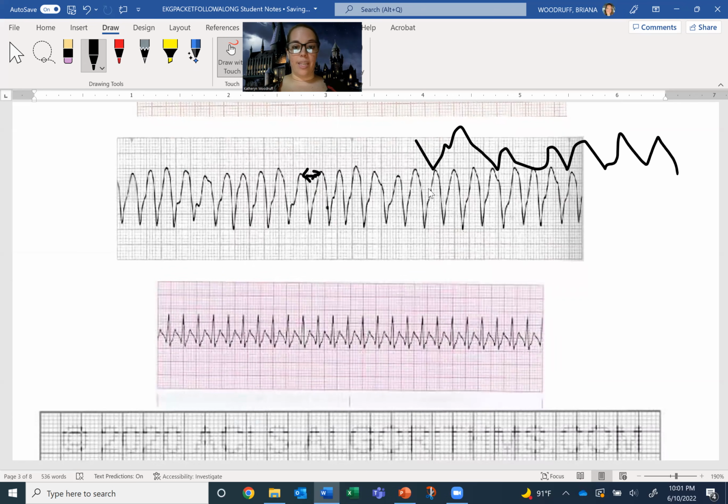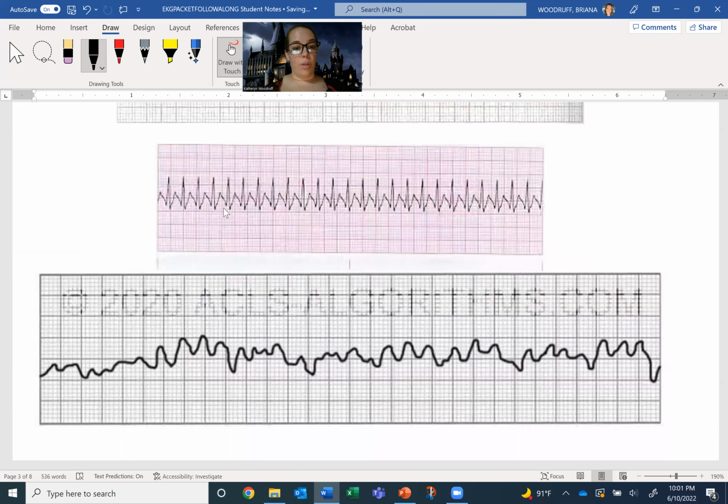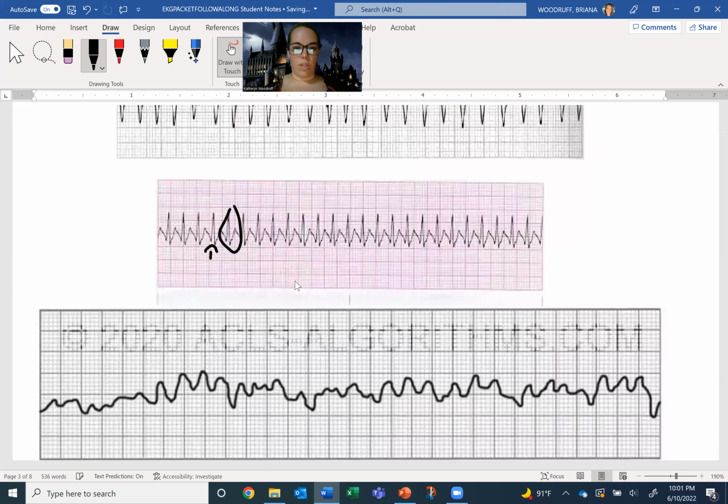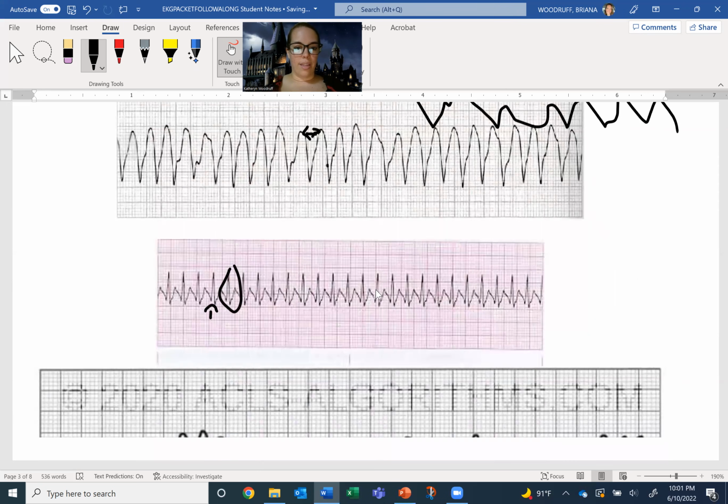So needless to say, you can see it's nice and wide and fat. We go to this one. Look at this one. This is super skinny. So you're looking at this one. Look at this. It's super skinny. So they have very skinny QRS, it's skinny and fast, where this one is fast and wide.